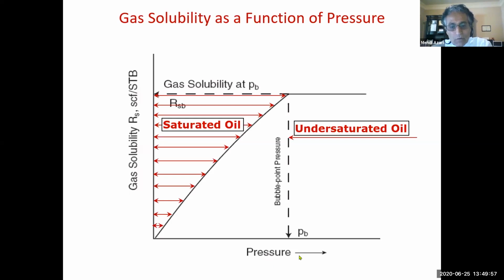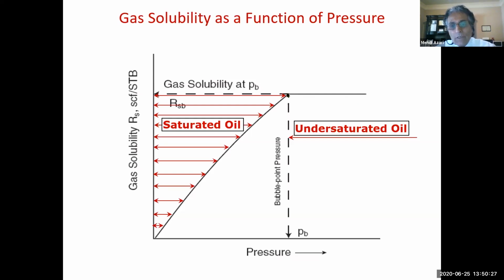If I'm plotting pressure on the x-axis and gas solubility in standard cubic feet per stock tank barrel here, and this is your reservoir, you're above the bubble point pressure. Remember the phase envelope? You're above the phase envelope and you drop the pressure, but this is a different representation of the same event. So now here is pressure. You drop the pressure, and nothing happens until you get to the bubble point.